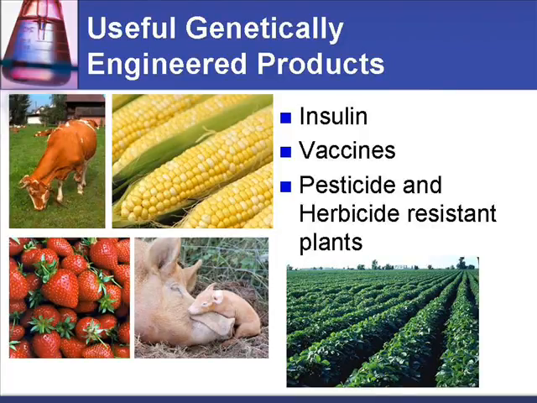Some useful genetically engineered products will include insulin, vaccines, pesticide and herbicide-resistant plants, which has helped in medicine and in agriculture. There are many, many other uses for biotech, which we'll discuss in later lectures.